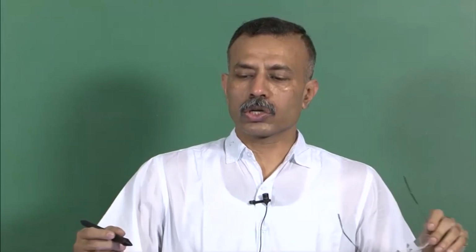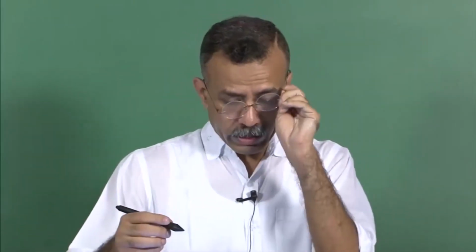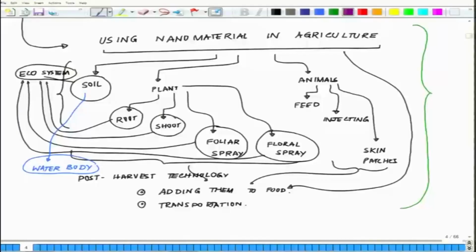If you recollect one of the slides which I showed pretty early when I started the course, on using nanomaterials in agriculture, there we talked about where all nanomaterials could be used: directly into the soil, or in the plant body at different stages of plant growth, or in animal feed, or injecting the animals, or for skin patches.